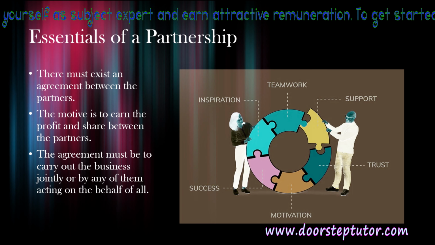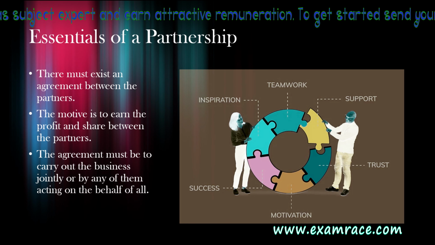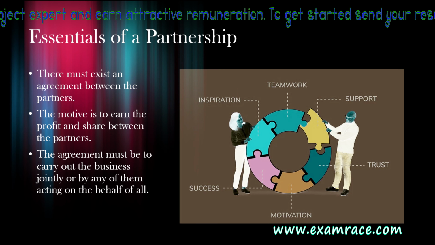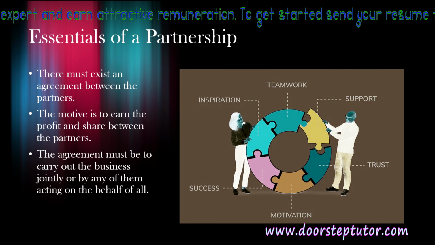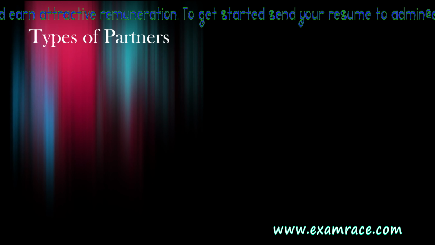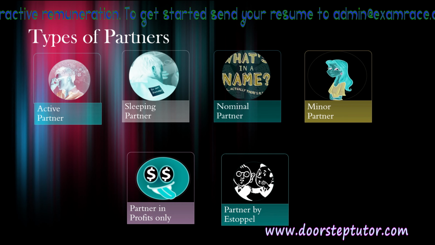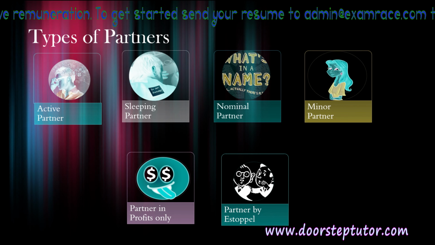And lastly, the agreement must be to carry out the business jointly or by any of them acting on behalf of all. Please remember Section 4 of Indian Partnership Act 1932 over here. Ahead, let us discuss the types of partners. In all, there are 6 types.